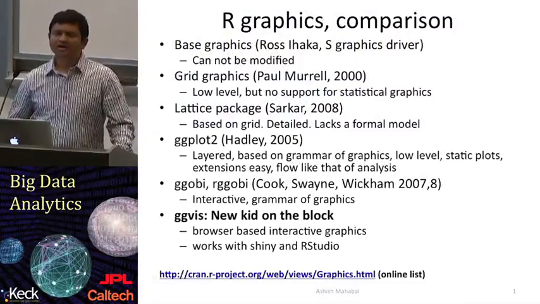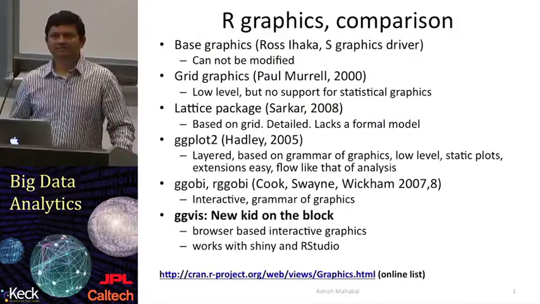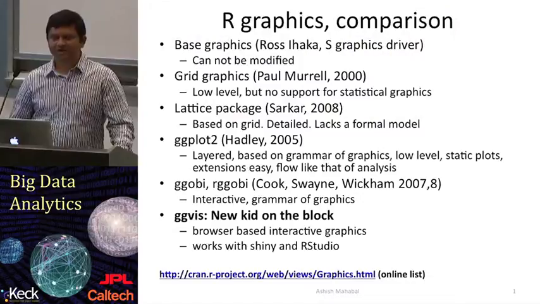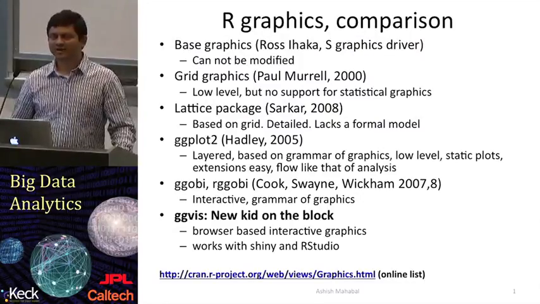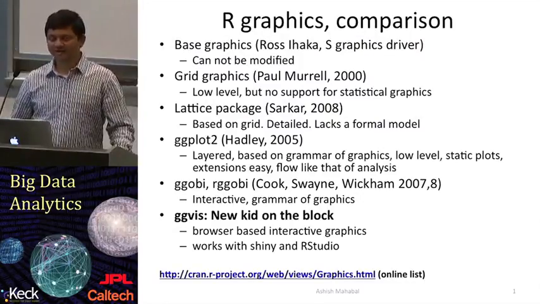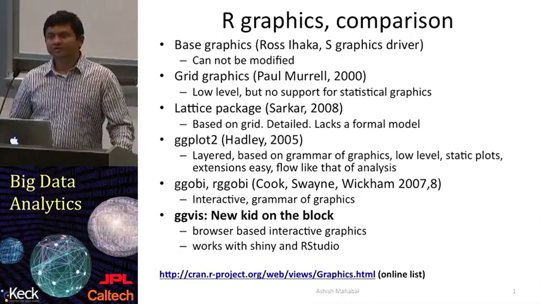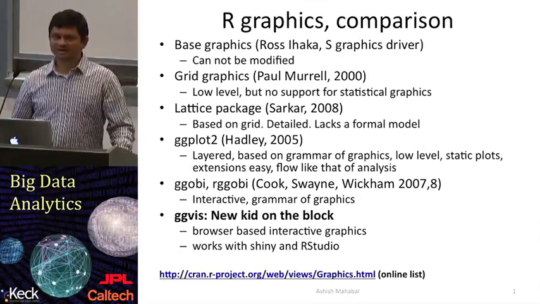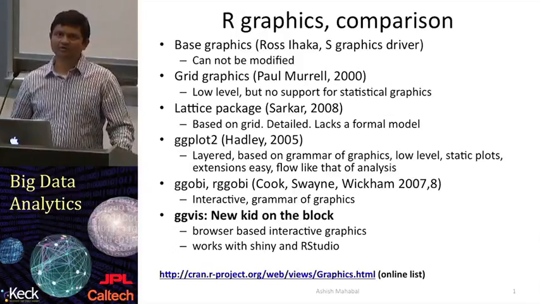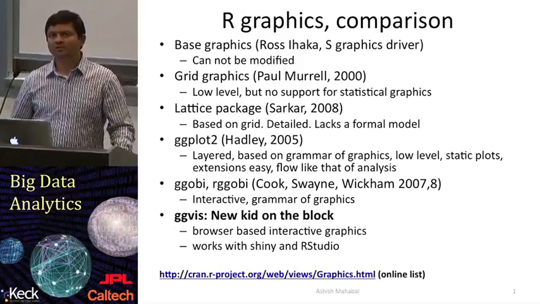So let's take a look at the graphic packages that are available in R and do a quick comparison of them. The base graphics has been available right from the start because it came from S, and Ross Ihaka was instrumental in that. You can do most of the things with the base graphics, but it is not easy to modify that. It can do all low-level things, but if you want to do some complicated or complex plot, then you have to really go to a lot of trouble.